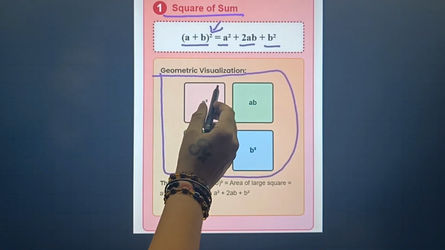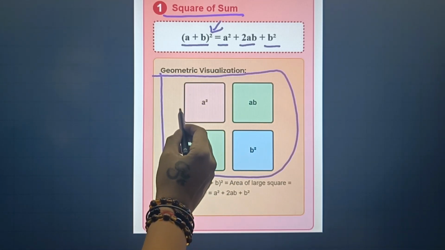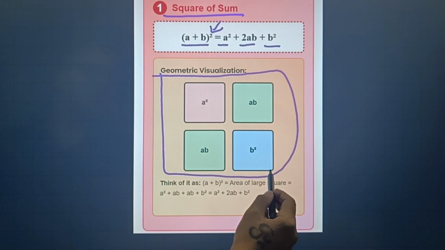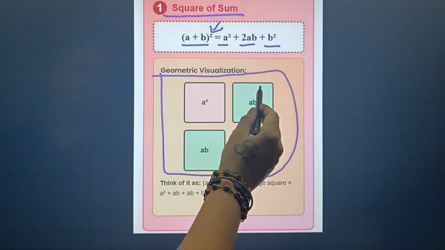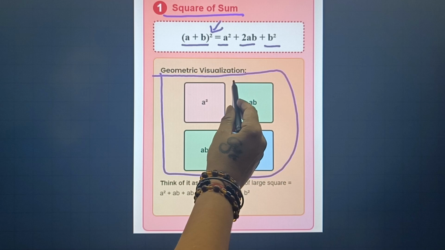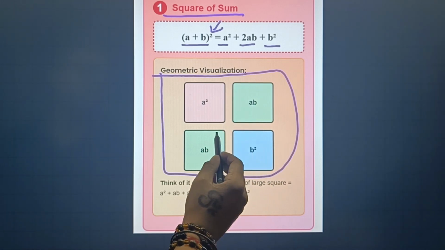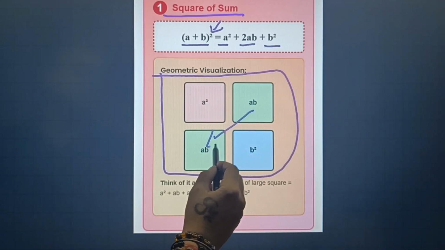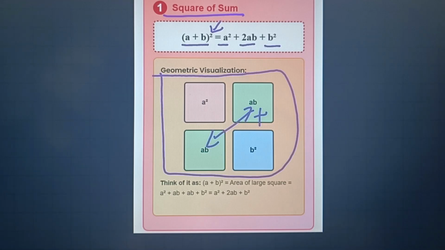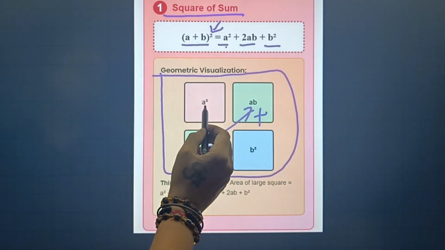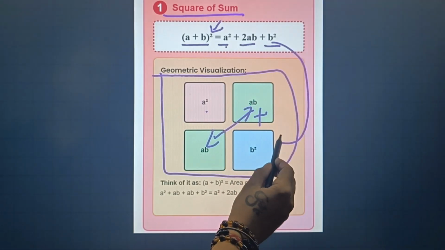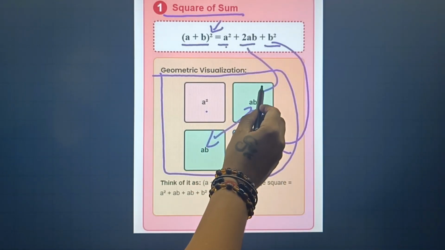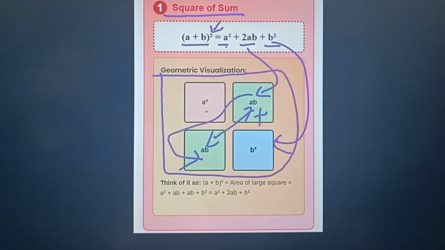This is a², that means the area of a square. This is again the area of a square, and this is the area of a rectangle. Then this is also the area of a rectangle, and you have to sum these. Therefore we got a² from this, b² from this, and 2ab from these two. In this manner you can easily memorize this.